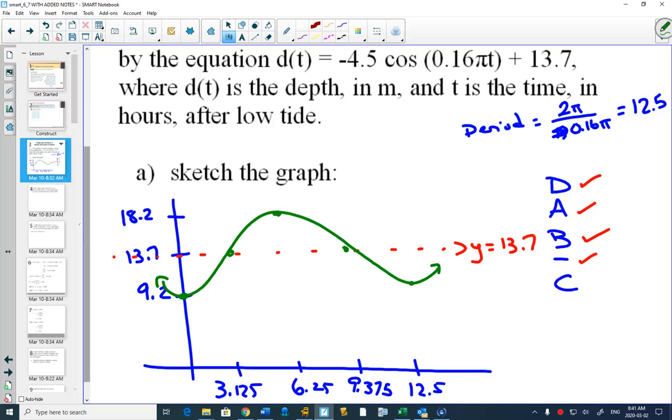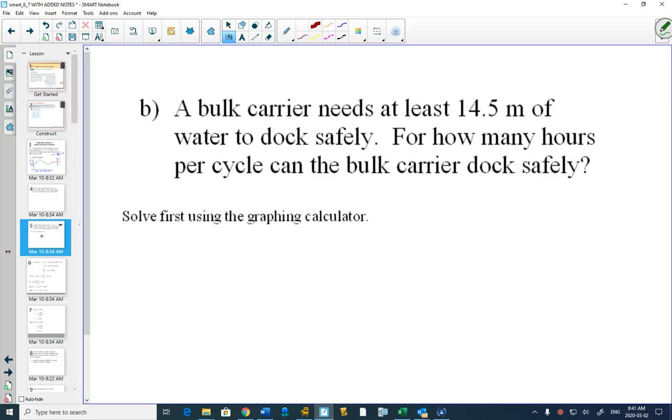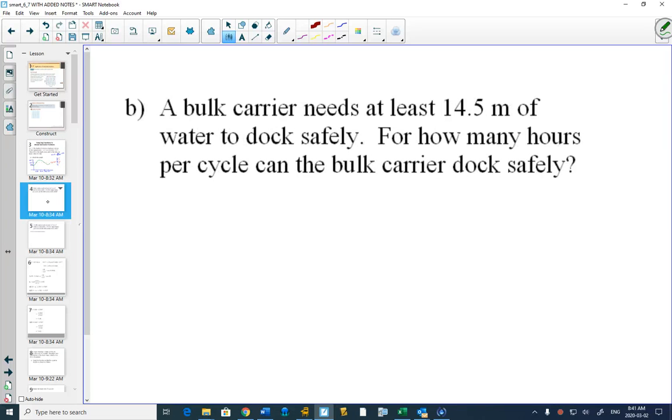And hopefully that activity that we did on Friday, you guys are all feeling really confident about your graphing sinusoidal skills right now. Part B, okay. Part B says a bulk carrier needs at least 14.5 meters of water to dock safely. How many hours per cycle can the bulk carrier dock safely?